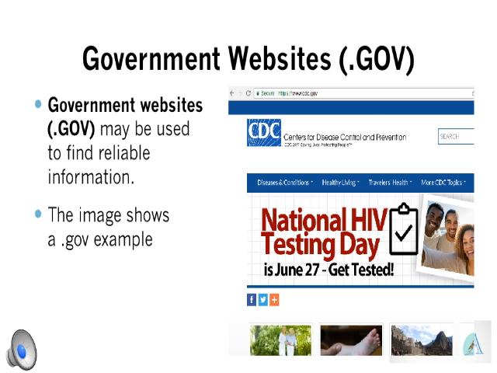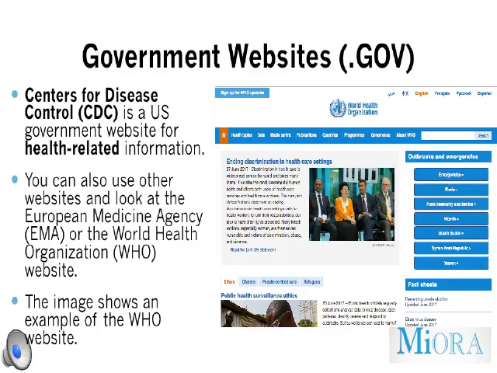Centers for Disease Control, CDC, is a U.S. government website for health-related information. You can also use other websites and look at the European Medicine Agency, EMA, or the World Health Organization, WHO, website. The image shows an example of the WHO website.